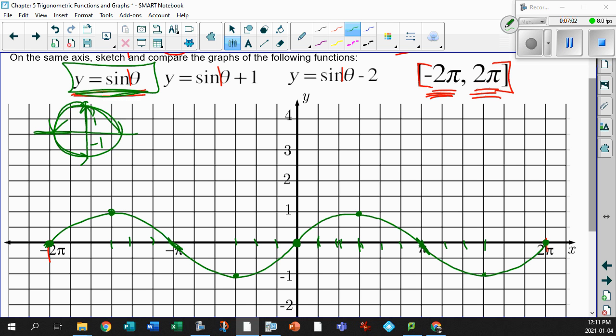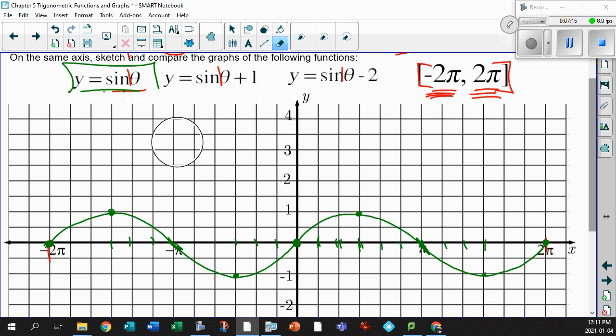Notice I didn't put any pi over 6s, pi over 4s, pi over 3s. No, the reason why is because I know the sine graph looks like that, right? So what's the point of putting all the other values in there? I just deal with those quadrantial angles, okay, and the quadrantial numbers. All right, so let's go and do this one.